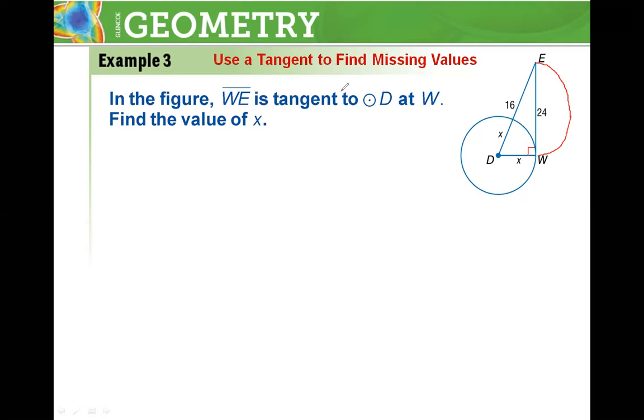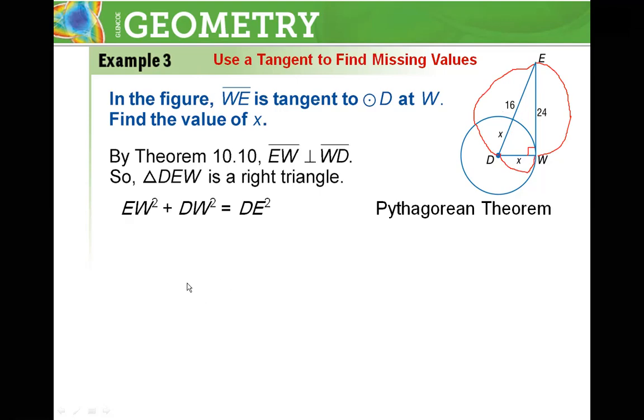We need to find the value of x. So I use Pythagoras here. Pythagoras said that the hypotenuse squared... What is the hypotenuse? The hypotenuse is this side, DE. So DE squared will be equal to DW squared plus WE squared. So this is the first step.